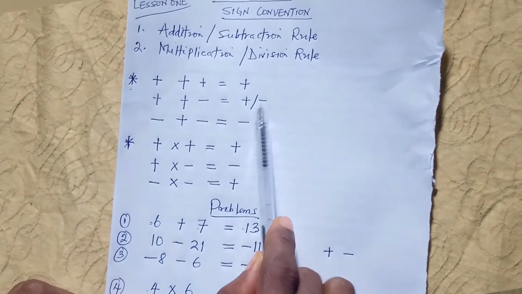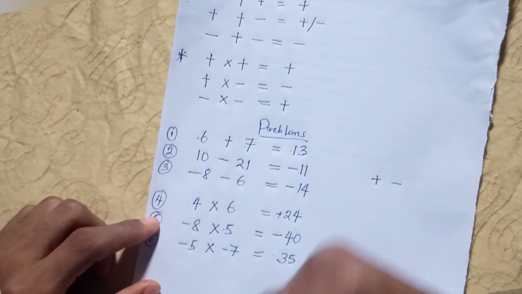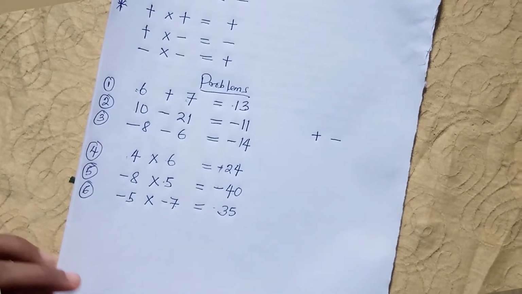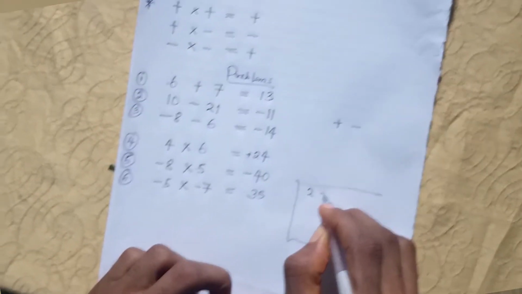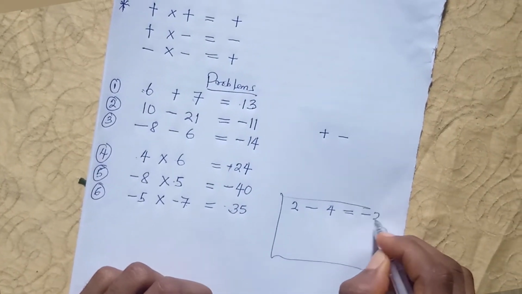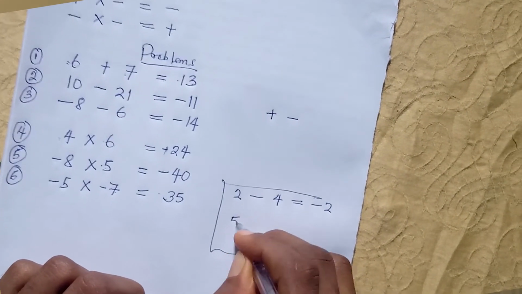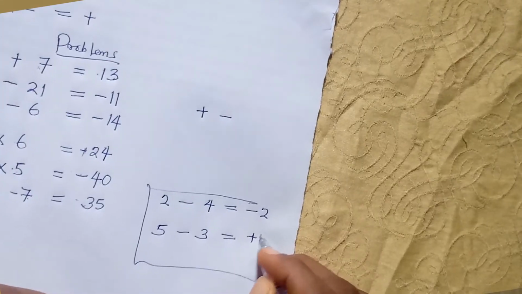Now, like I said, from the addition rule, we noticed that plus and minus gives either a plus or minus. Now, let's take note of this. It all depends on the number or the sign that is in front of the bigger number. If the sign in front of the number is a bigger number, we pick the sign. Let me elaborate on that using two examples. Now let's assume we have 2 minus 4. That gives us a minus 2. Let's also assume we have 5 minus 3. That gives us a positive 2.